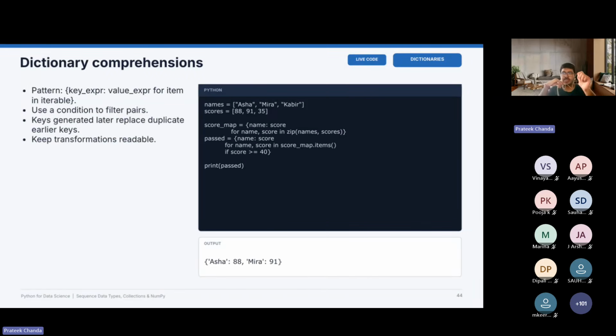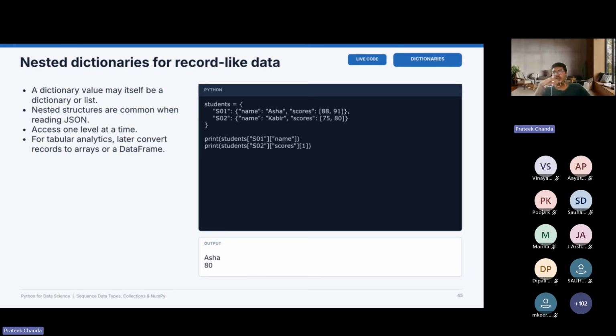And wherever my score is greater than or equal to 40, I'm just returning that in the dictionary. So only 88 and 91 are the score values that are greater than or equal to 40, so I'm just returning those key value mappings here. I hope this operation was clear. It might be a mid-difficulty example, but this is the typical dictionary comprehension operation. Now we will look at something called nested dictionaries.